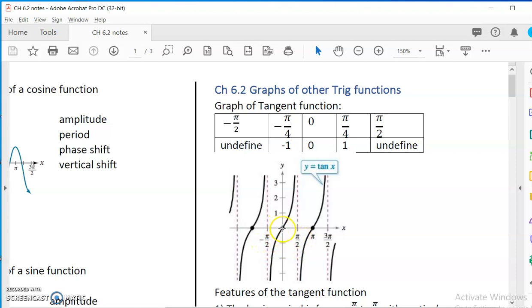Okay, we do not start the cycle from 0 like in sine or cosine. The cycle starts from a vertical asymptote. The first one is negative pi over 2, the other is pi over 2. And all of the other vertical asymptotes are at pi over 2 plus and minus another pi. So that is in general how a tangent graph looks.